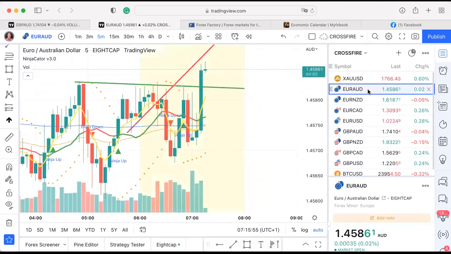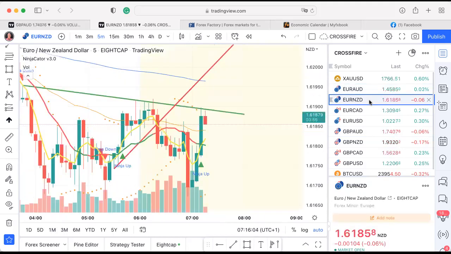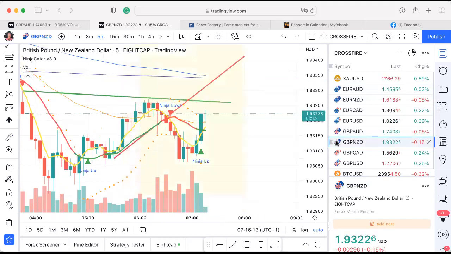Yeah, that one's made the same move, look. It's on its way up to the red line. That one's struggling to get past GBP AUD. There we go, we've gone into reversal. GBP NZD hasn't made it yet.